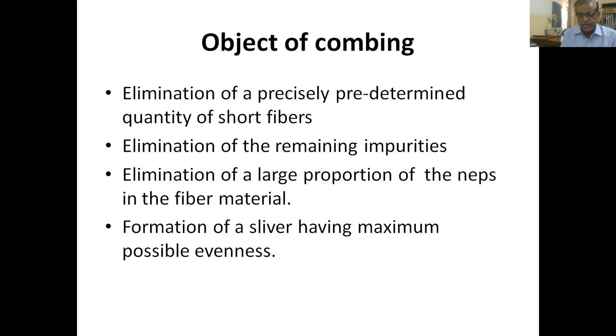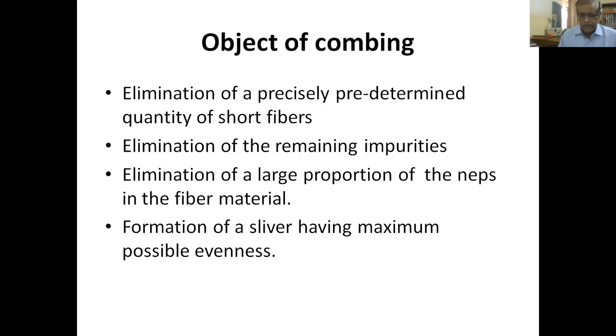Precisely predetermined means depending upon the properties of the fibers, we will decide in advance how much short fiber is to be removed. Suppose 25% short fibers are present in the cotton material, then we will remove 20% noil or waste. So we want that most of the short fibers should be removed. Although it is not possible to remove all the short fibers, we will try that the maximum short fibers are removed.